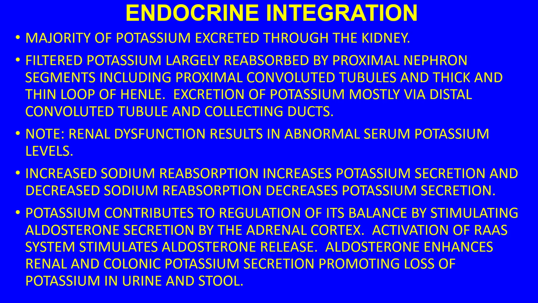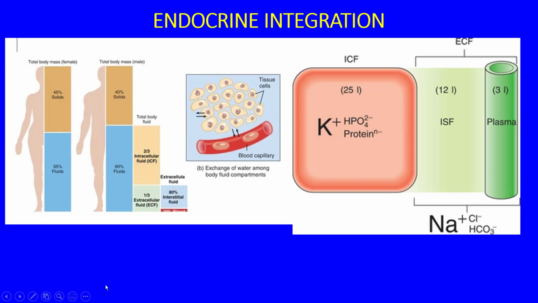Now, potassium will contribute to regulation of its balance by stimulating aldosterone secretion by the adrenal cortex. Activation of the RAAS system will stimulate aldosterone release. Aldosterone enhances renal and colonic, meaning in the colon, potassium secretion, promoting the loss of potassium in both the urine and in the stool. And we can see this when we talk about body mass, solutes, intercellular fluids, cellular fluids.